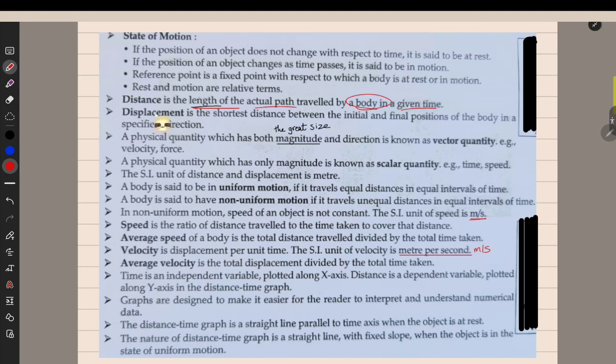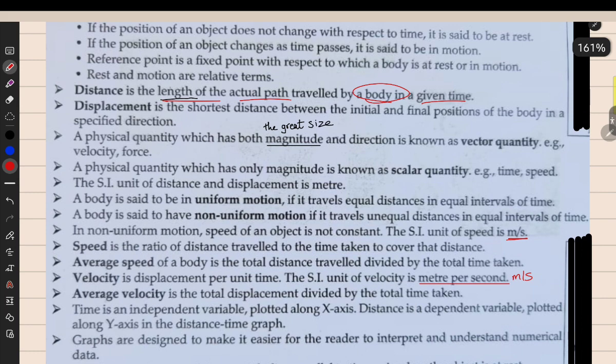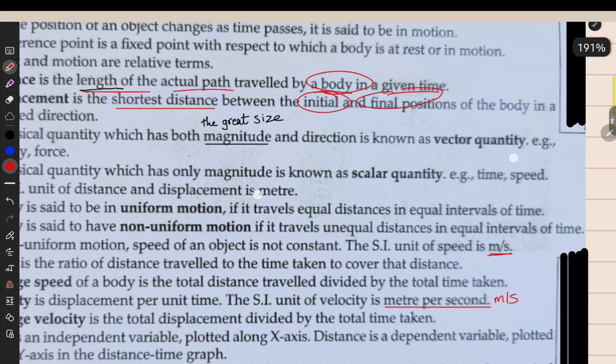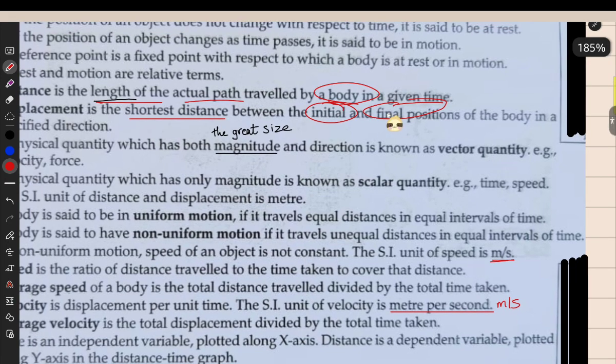What is meant by displacement? Displacement is the shortest distance between the initial and the final position. For example, you are having a farm, starting from A, B, C, D.